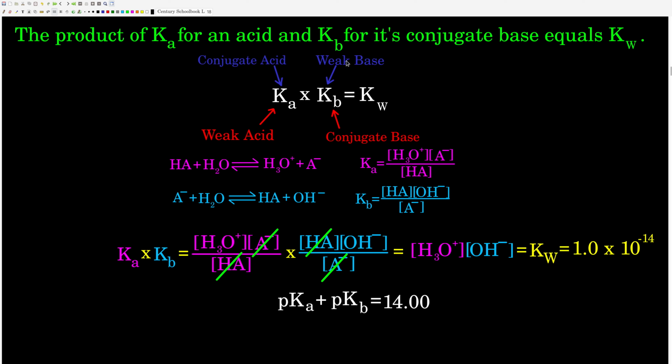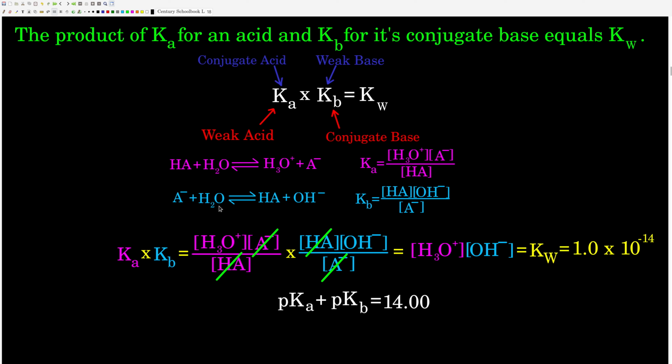Likewise, if we have a weak base with its Kb, if we multiply that Kb times the Ka for its conjugate acid, we get Kw. So here's why. This equation here describes Ka for any weak acid, right? And there's a Ka expression: hydronium ion concentration times the conjugate base over the acid. Likewise, this is the equation that describes Kb for a weak base.